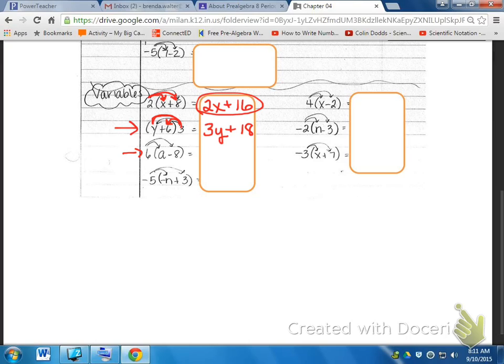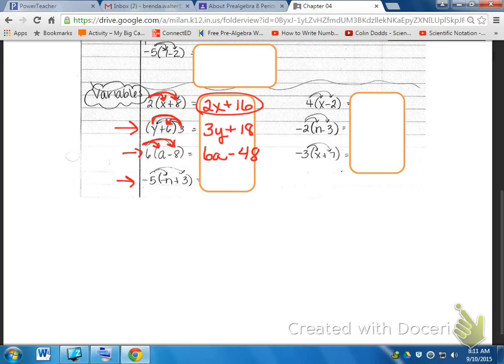All right, so let's do 6 times the quantity A minus 8. Logan, what's 6 times A? 6A. And then 6 times negative 8. Negative 48. And you write minus 48. Very good. 6A minus 48. Questions?